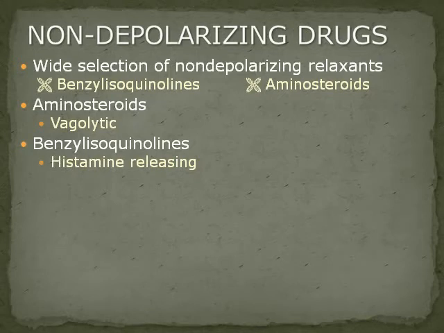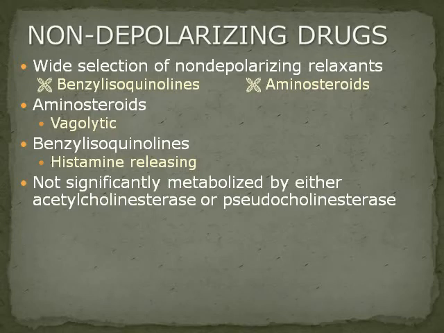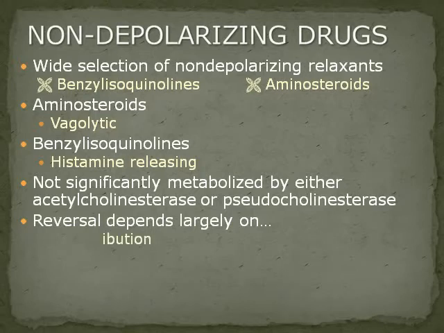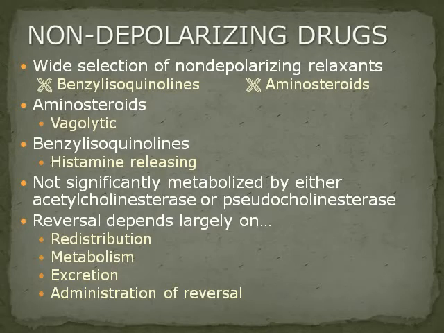Because of structural similarities, if your patient has an allergy history to one muscle relaxant, this strongly suggests a possibility of allergic reactions to other muscle relaxants in that group. Non-depolarizing agents are not significantly metabolized by either acetylcholinesterase or pseudocholinesterase. Reversal of their blockade depends largely on redistribution, gradual metabolism, excretion of the relaxant by the body, or the administration of specific reversal agents called cholinesterase inhibitors that inhibit the acetylcholinesterase enzyme activity.